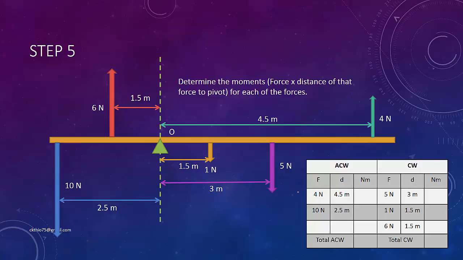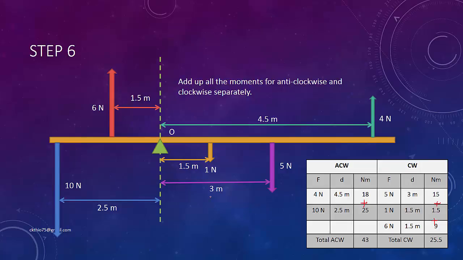Next, step 5 determines the moments for each of the forces. So remember, the moment is force times the perpendicular distance of that force to the pivot. So this is very specific. 4.5 multiplied by 4, which is 18 Newton meter. And 5 times 3, 15. And you just do accordingly. And just add up all the moments for anti-clockwise and clockwise separately. So just add this up, which is 43. And you add all this up, will be 25.5.